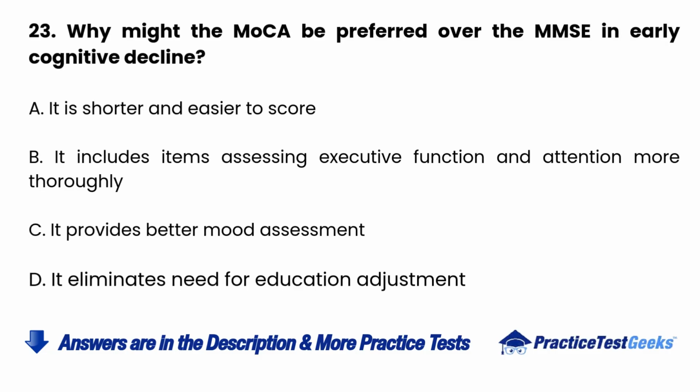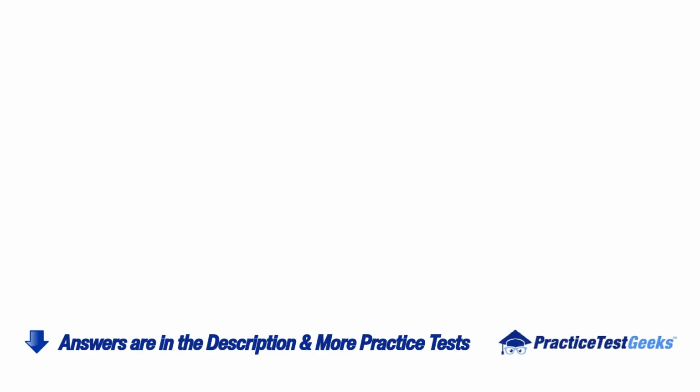23. Why might the MoCA be preferred over the MMSE in early cognitive decline? A. It is shorter and easier to score. B. It includes items assessing executive function and attention more thoroughly. C. It provides better mood assessment. D. It eliminates need for education adjustment.